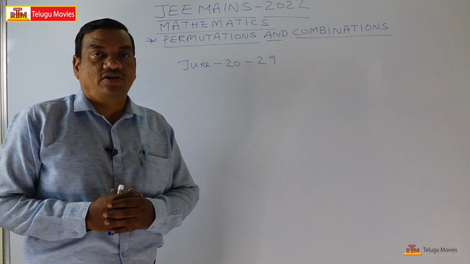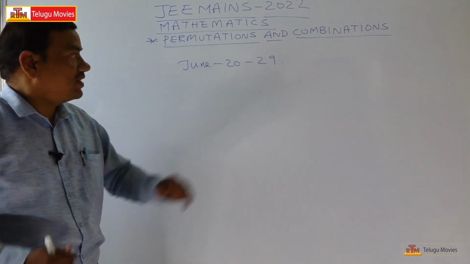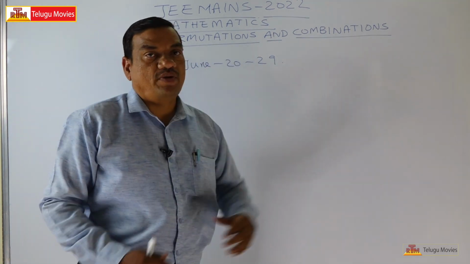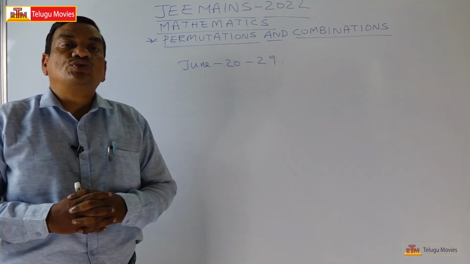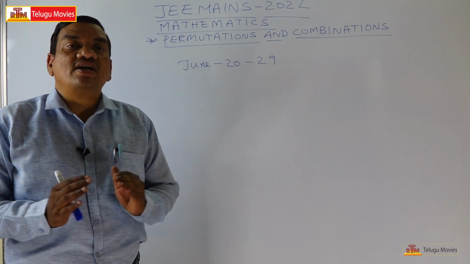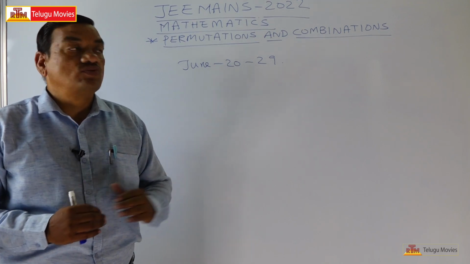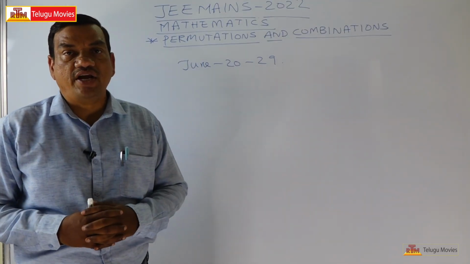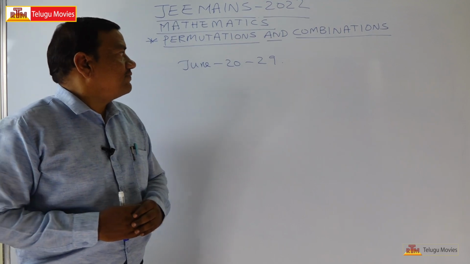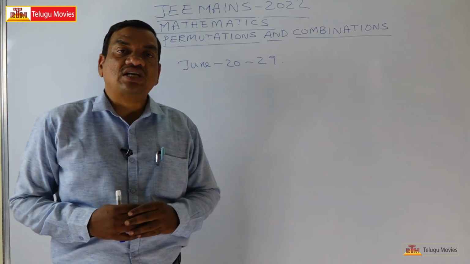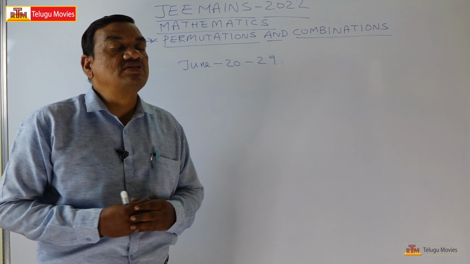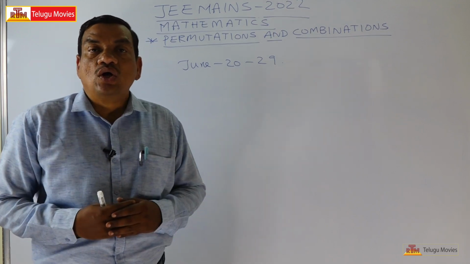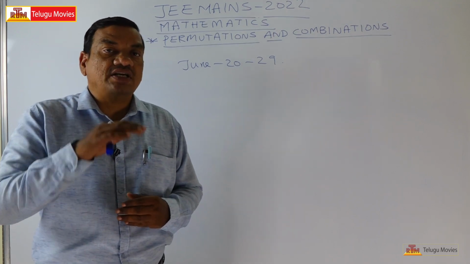In this preparation, I want to start a chapter, permutations and combinations. Majority of the students will feel somewhat difficult in solving the problems of permutations and combinations and probability. I will take up the class from permutations and combinations and discuss a few problems from this chapter. These questions are already asked in previous papers.